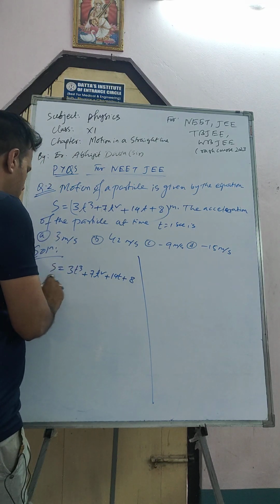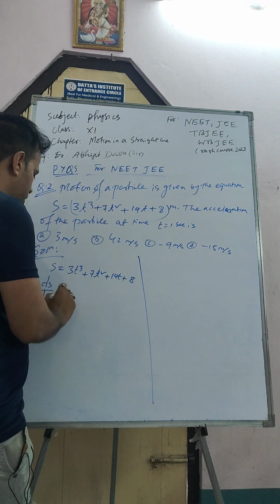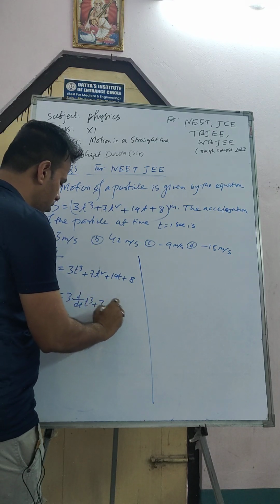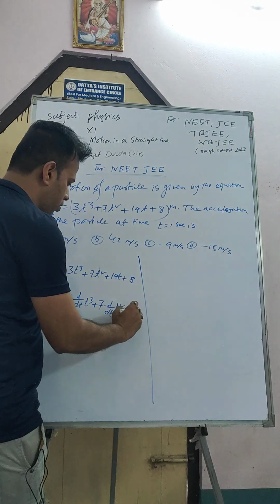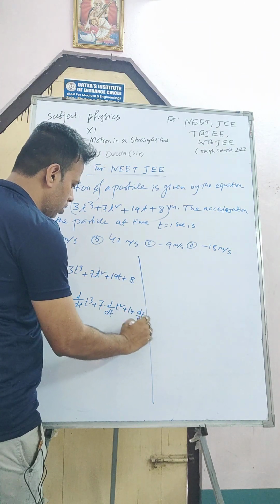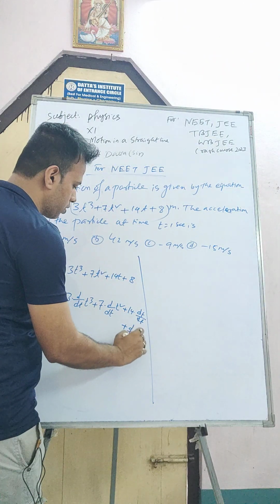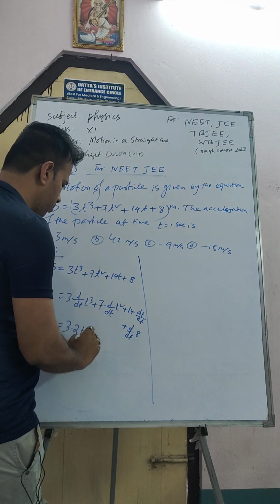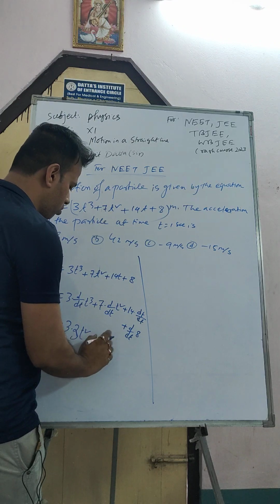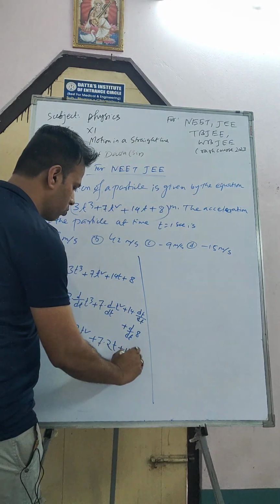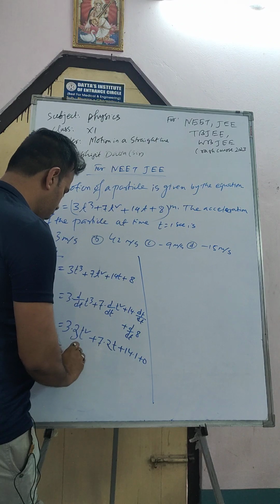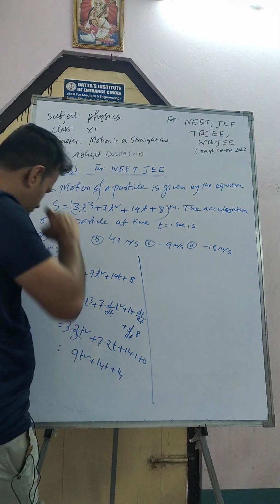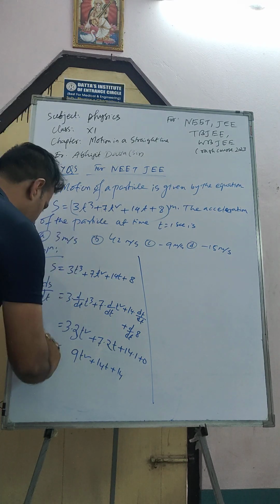So if you differentiate this, it will be ds by dt equal to 3 d by dt of t cube plus 7 d by dt of t square plus 14 d by dt of t plus d by dt of 8. So it will be 3 into 3t square plus 7 into 2t plus 14 into 1 plus 0. So 9t square plus 14t plus 14. This one is the velocity.